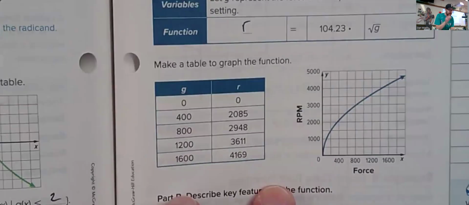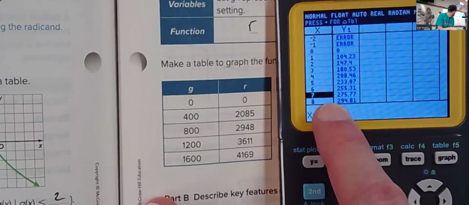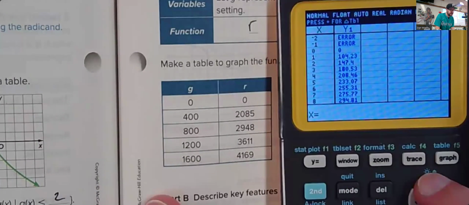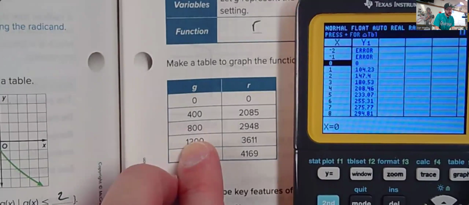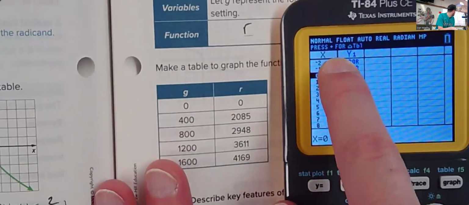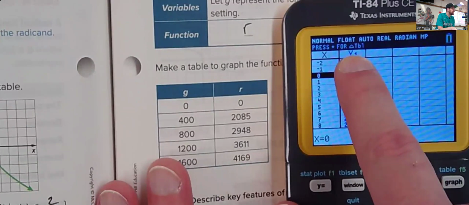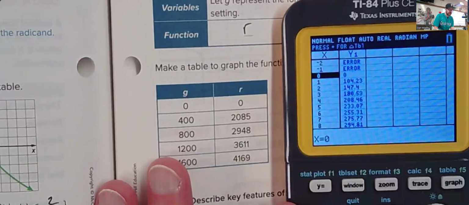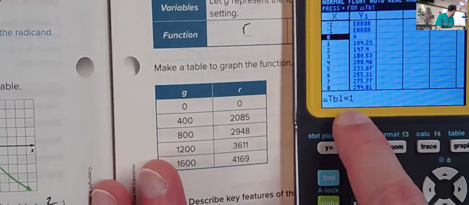So let's do a little bit of adjusting here, because we can actually adjust our table of values instead of scrolling to 400 and 800 and all that. That would be really annoying. It says press plus for triangle table. Triangle just means delta, which means a change. So we can change the intervals of the X values when we push plus. So hit plus, and down at the bottom, it says table equals 1.